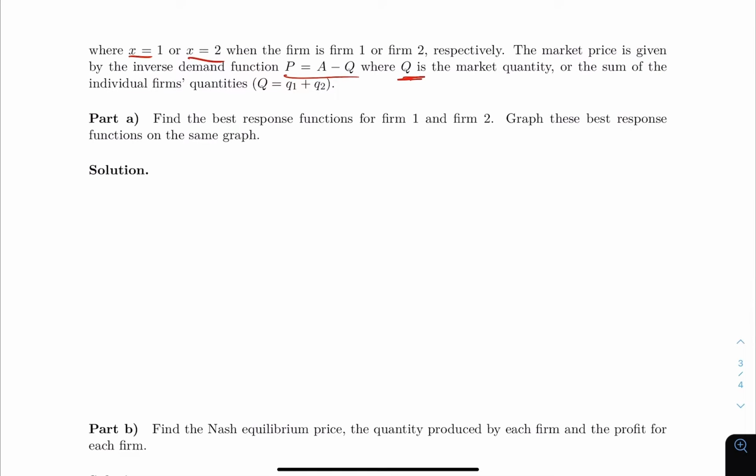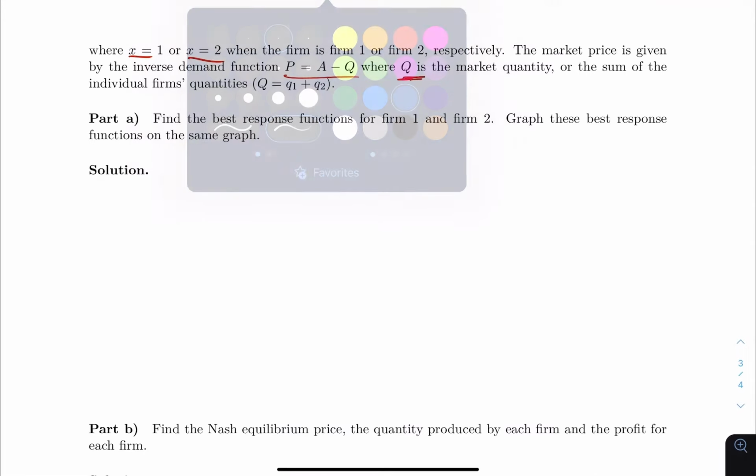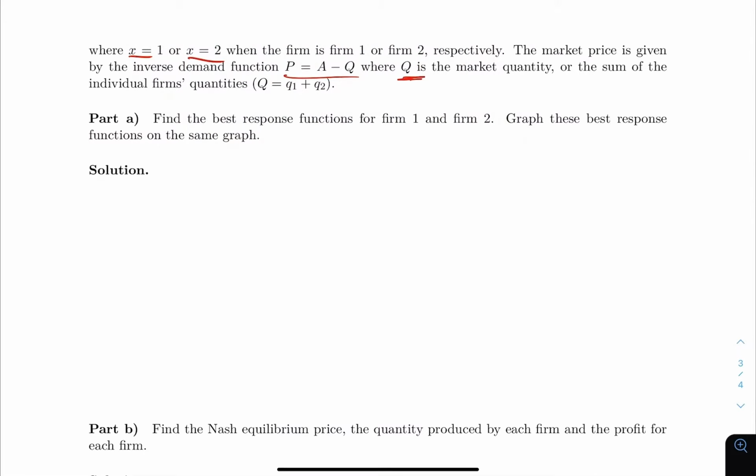Okay, so what we're doing first is to find the best response functions for firm 1 and firm 2, and then we'll go ahead and graph these. The way we do this, the first thing we do anyway, is take the demand equation. So we have price is equal to A minus Q, and then we'll just plug in Q1 plus Q2.